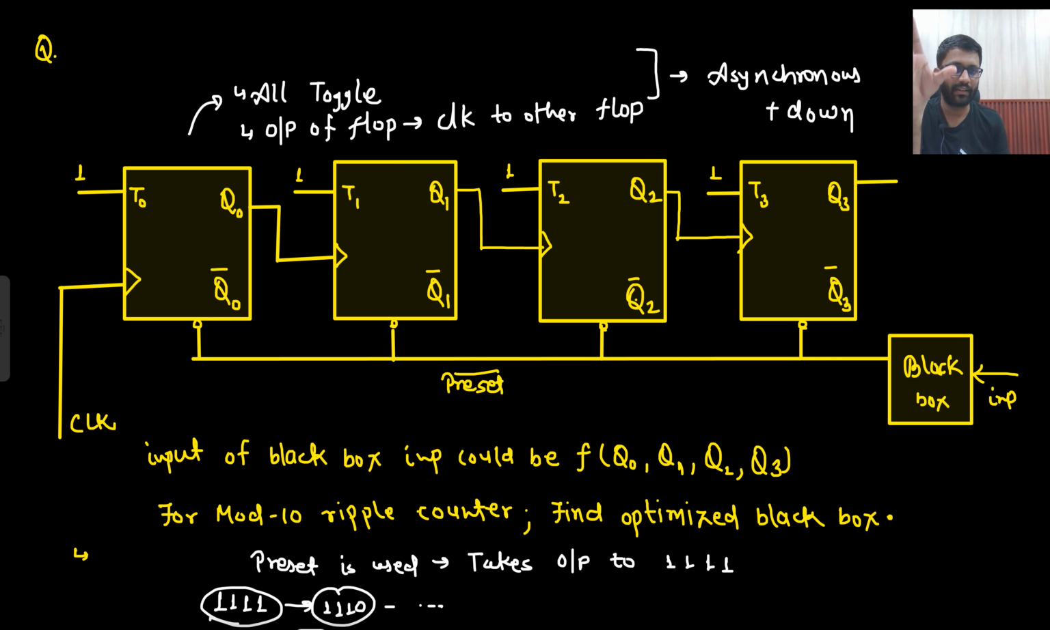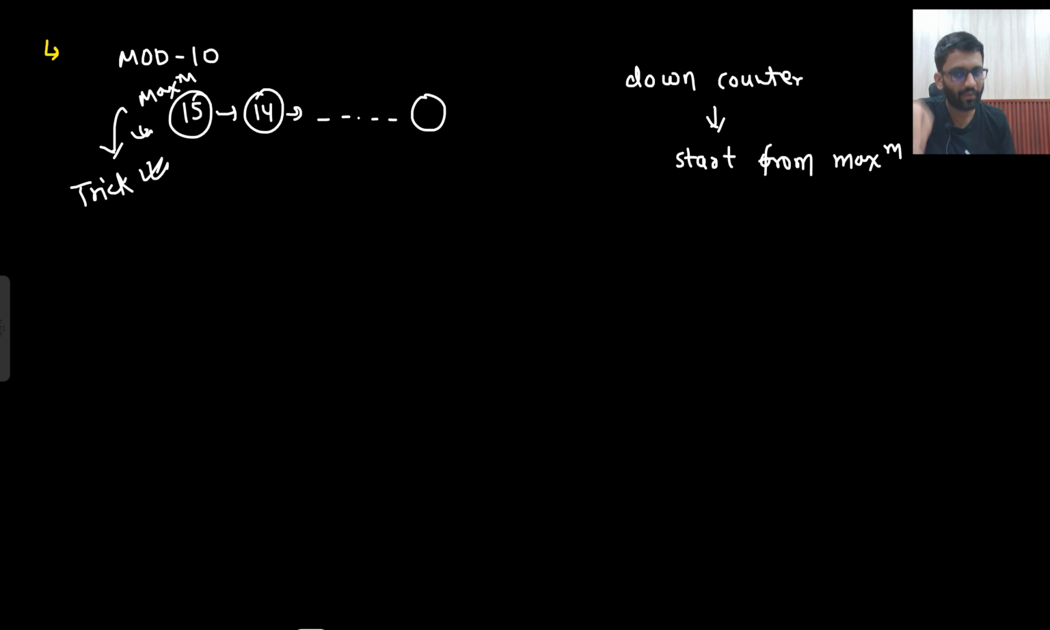Did I mug up anything here? No. I am using preset bar. Basically, I am using the preset input. Whenever it is active, I will go to the 1111 state. If I am going to the 1111 state, that means I am starting from here only. So 15, 14, and then I go in the loop. This is a mode 10 down counter.